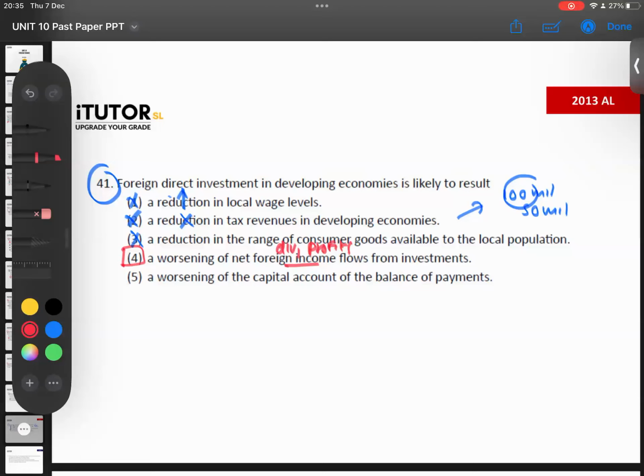Fifth one says worsening of the capital account. No, your capital account doesn't really worsen. It doesn't even involve your capital account. Yes, when paying royalties and all, it can worsen, but foreign direct investment is not a royalty. Foreign direct investment is you coming and starting like a factory. Worsening means getting bad, Lamai.